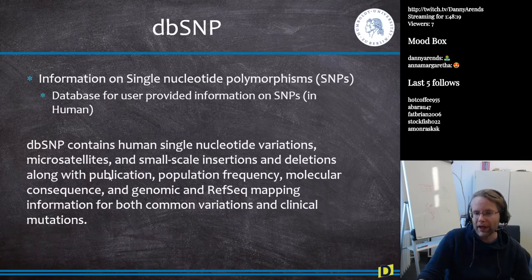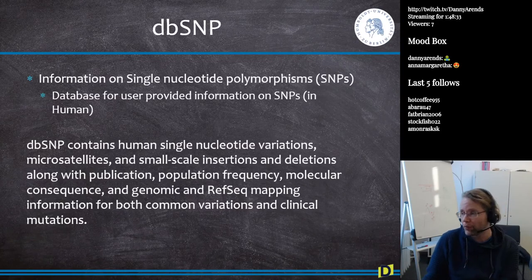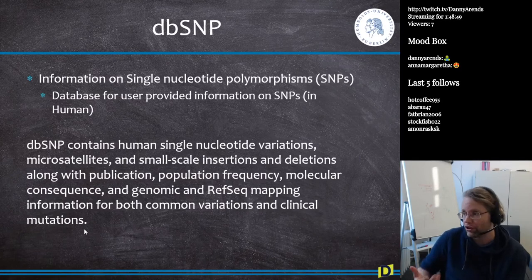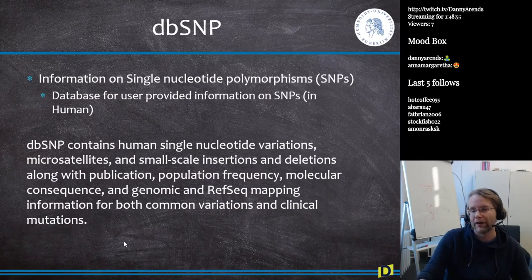They provide the publication which found the single nucleotide polymorphism, but they also give you things like the frequency inside of a population, right? So if you're interested in a certain SNP, is it more common in Asian people or is it more common in European people? Then dbSNP can tell you that. And of course, they have other information as well. They have information about common variants and clinical mutations, which is really nice if you are interested in certain diseases, and if there are SNPs known to cause variations in clinical diseases.